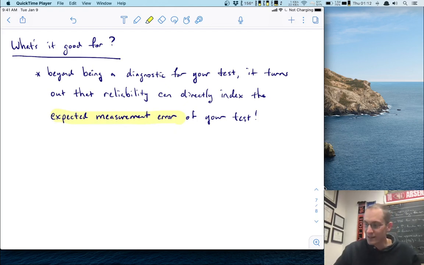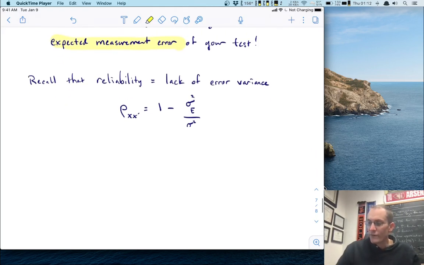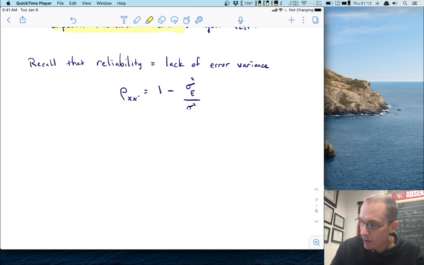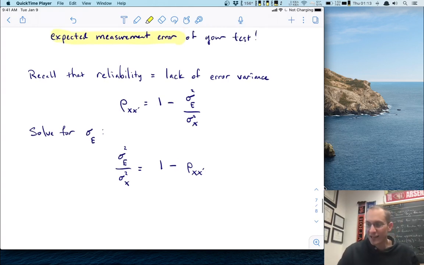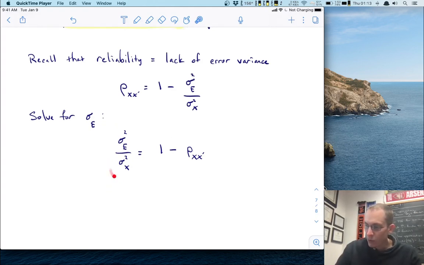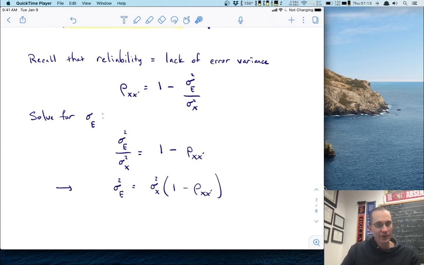And I want to illustrate why that's the case. So, recall, one of our notions of reliability is that it's the lack of error variance, right? So it's 1 minus sigma squared e over sigma squared x. So if you solve for sigma e, the standard deviation of the error score, that's going to be your expected measurement error. First thing we'll do is get the term involving sigma e by itself. Put everything else on the right-hand side of the equation. So that'll be 1 minus the reliability coefficient. Now we'll multiply both sides by the observed score variance, sigma squared x. That's going to look something like this.